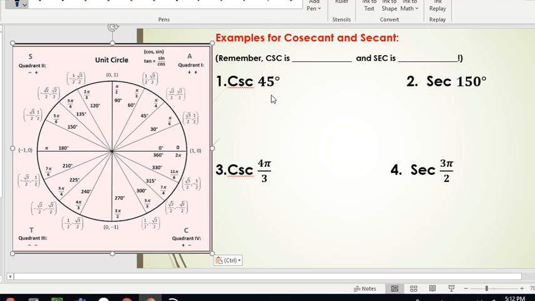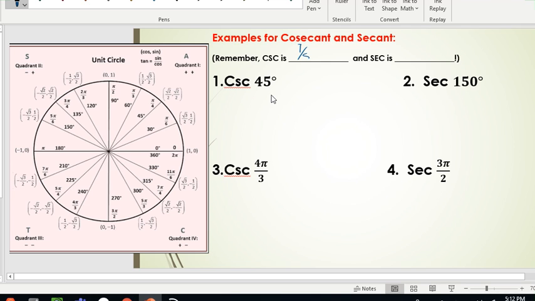Cosecant is 1 over sine, and secant is 1 over cosine. And I really wish these had thetas in them, but oh well, because it's always of some kind of angle. Otherwise, it wouldn't be worth taking. All right, cosine theta, secant theta. All right, so cosecant of 45 degrees.